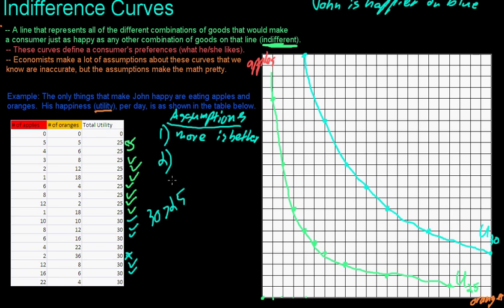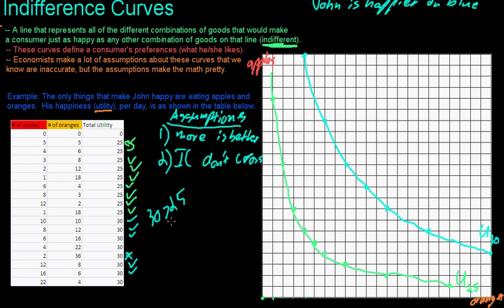Another one is that, the way of putting it graphically, lines never intersect. Indifference curves never intersect. And the way that is written out in English is that one combination of goods corresponds to one level of happiness. 5 apples and 5 oranges can't make John both 25 units of happiness and 30 units of happiness. So I'm just going to write, indifference curves don't cross.